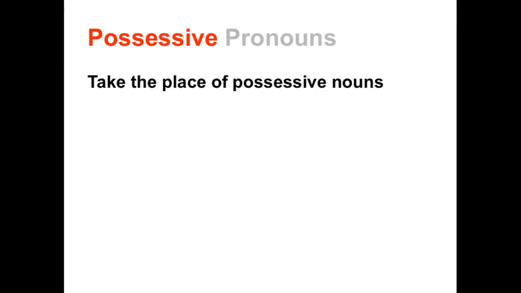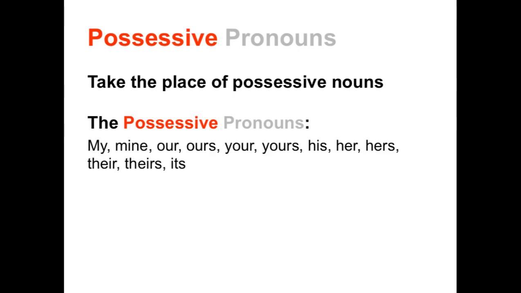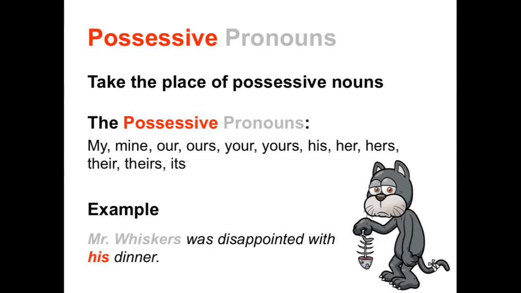Possessive pronouns. Possessive pronouns take the place of possessive nouns. Here are the possessive pronouns: my, mine, our, ours, your, yours, his, her, hers, their, theirs, its. And here's an example of a sentence using a possessive pronoun. Mr. Whiskers was disappointed with his dinner. Possessive nouns show ownership by using apostrophes. Possessive pronouns do not use apostrophes, particularly the possessive pronoun its. If the possessive pronoun its used an apostrophe, it would be confused with the contraction it's, which is it is. So it's very important we never use apostrophes with possessive pronouns to show ownership, only with possessive nouns.